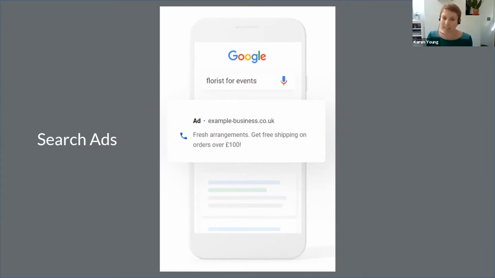Google has a 85% market share or thereabouts. And Bing and all of the other search engines like Ecosia that run on the Bing platform, so that's Microsoft Ads, have the remaining 15% in the UK. So search ads are a great way of getting people at the point when they are very specifically looking for your services.